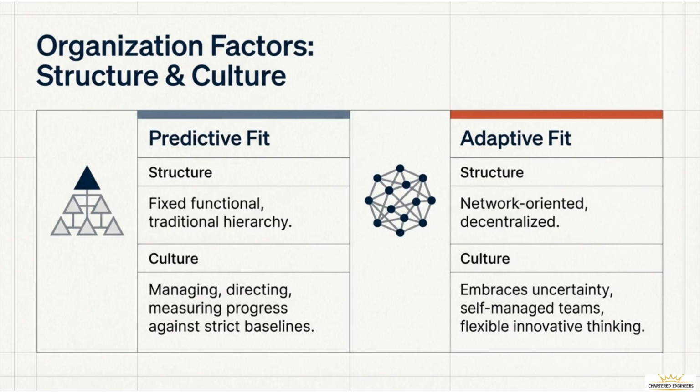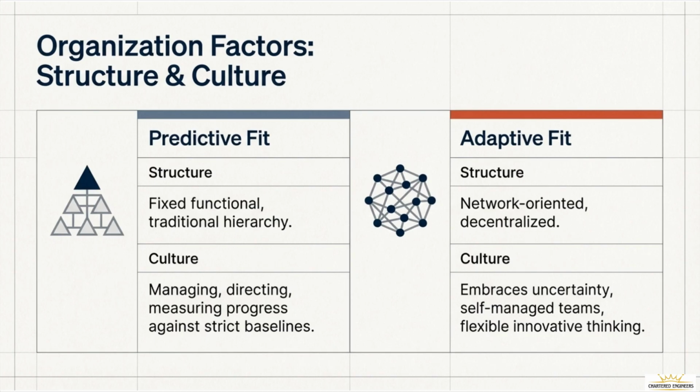An adaptive fit, on the other hand, thrives in network-oriented, decentralized structures. Authority is often pushed down to the people doing the work. The culture here embraces uncertainty as an opportunity for innovation. It relies on self-managed teams and flexible thinking. Success here is defined by value delivered and the ability to pivot when new information arrives.